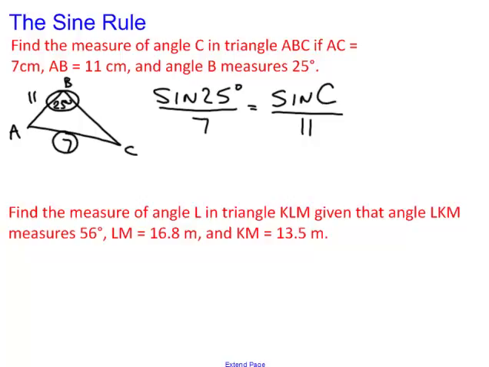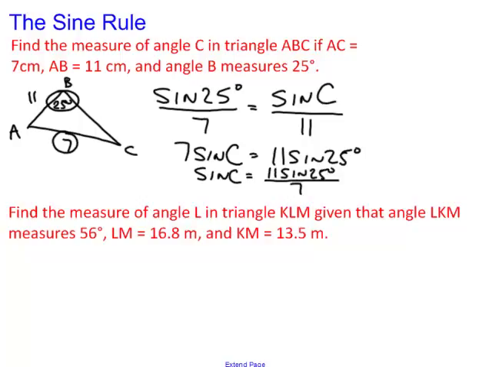When we solve this one, we end up with 7 times the sine of C equals 11 times the sine of 25 when we cross multiply. So the sine of C would be 11 times the sine of 25 degrees all over 7. And we get 0.664 as a result. Now, taking the inverse sine of 0.664, we get C equals 41.6 degrees. So that's one possible answer.